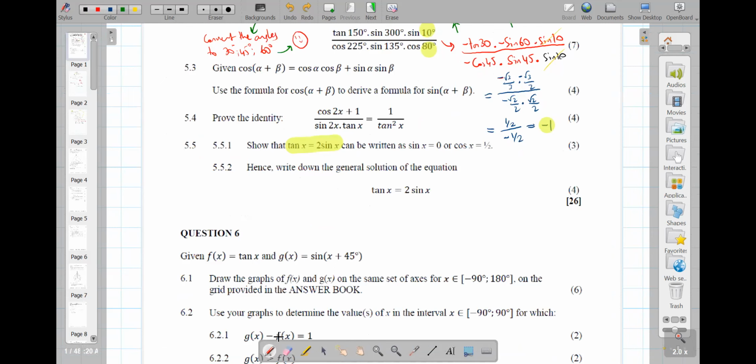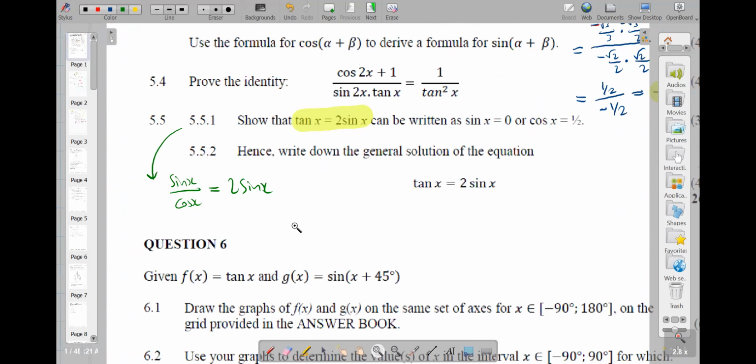So we can basically use the identity tangent is sine over cosine. So that's actually for the first one. So you can say sine x over cosine x is equal to 2 sine x. So this is given. So from then what can be done? You can times everything by cosine x. So that gives an idea. So what does it give me if you times everything by cosine x? It gives me sine x is equal to 2 sine x cosine x.